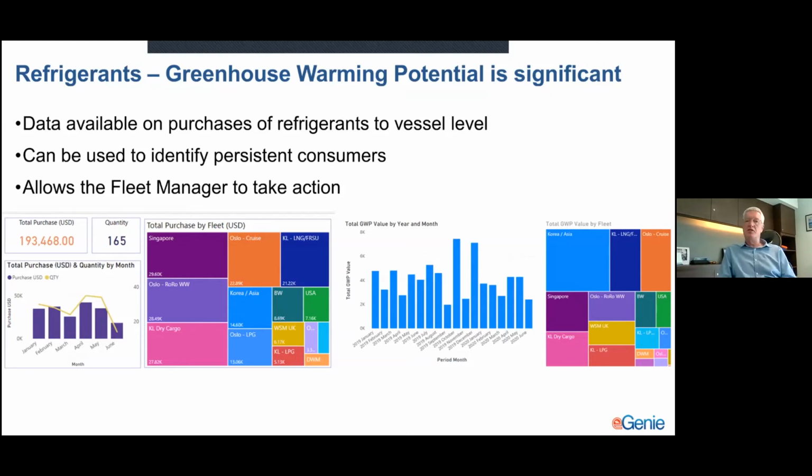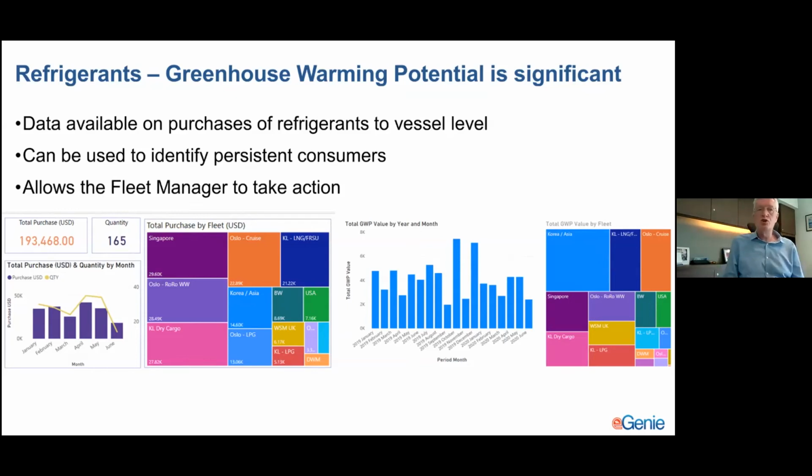So again, we're able to take the data that's available to us and look at the consumption of refrigerants down to the vessel level. And this is important from an environmental point of view, because if you're using too much refrigerant, then you're obviously topping up a system that could well be leaking. But it's also a significant cost. So it's important from an environmental point of view, but it's also important from an operational cost point of view as well.